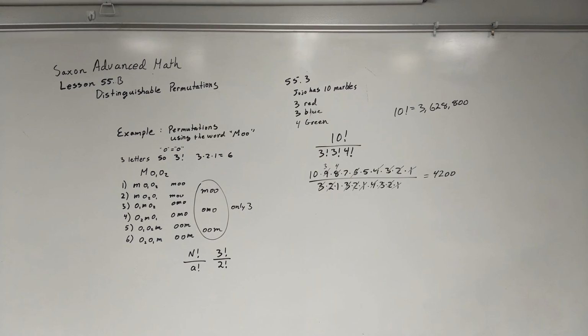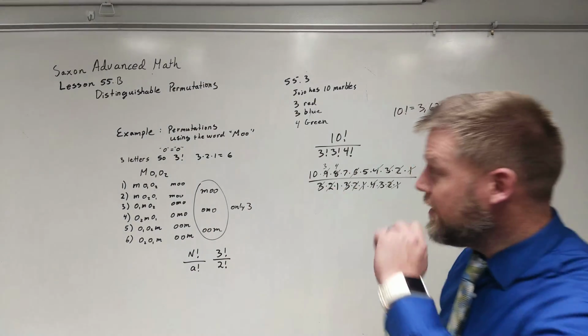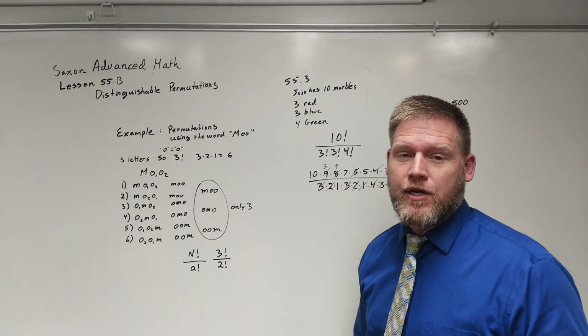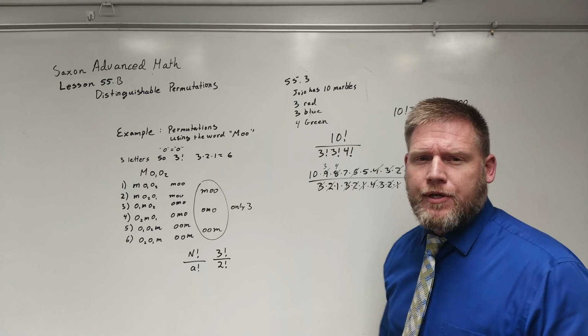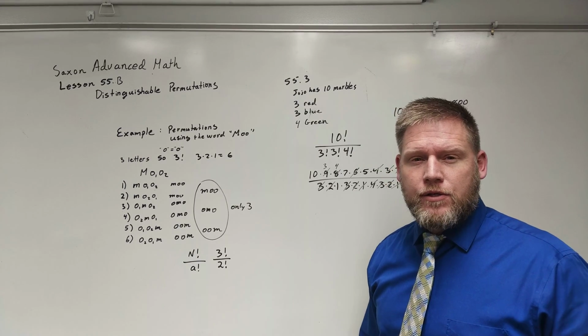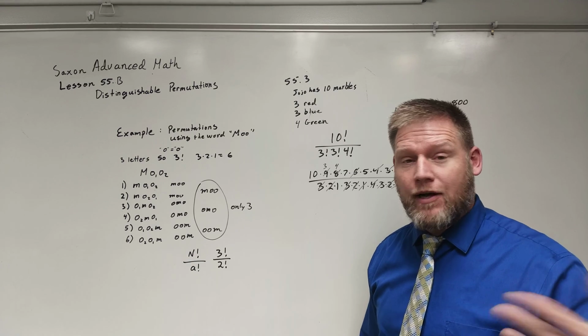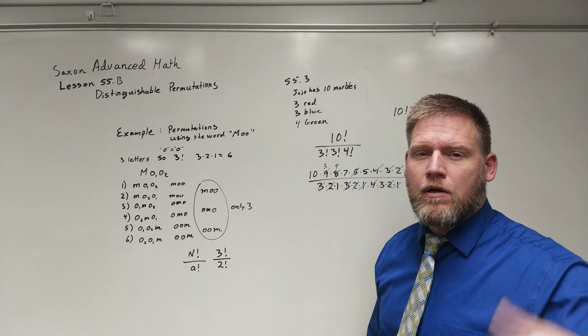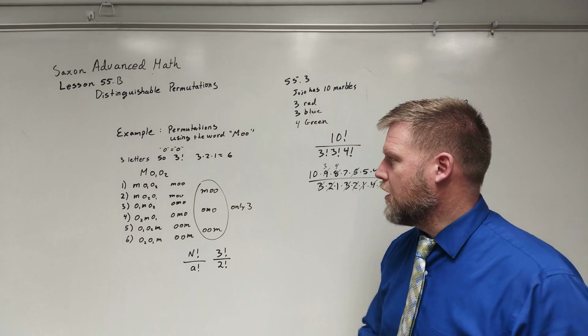Lesson 55B goes right along with 55A with distinguishable permutations. So we're continuing our study of permutations. When we start looking at permutations, if I said I had 3 items and I wanted to find out how many different ways those 3 items can be arranged, I would say 3 factorial, 3 times 2 times 1, 6. We've already done that multiple times.